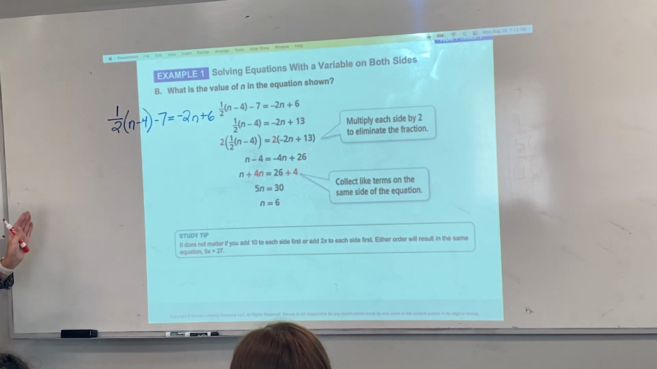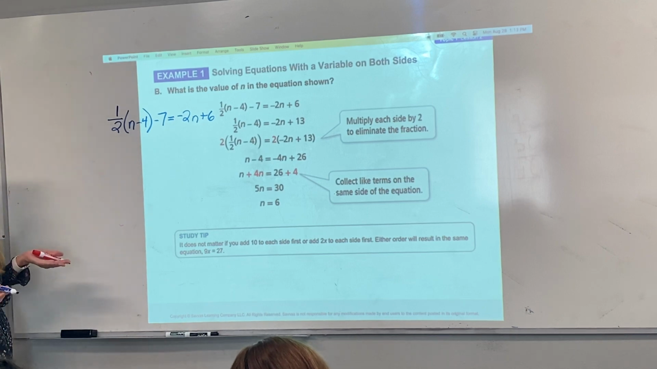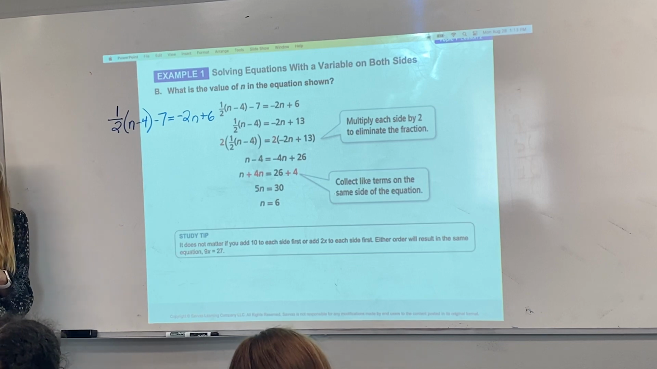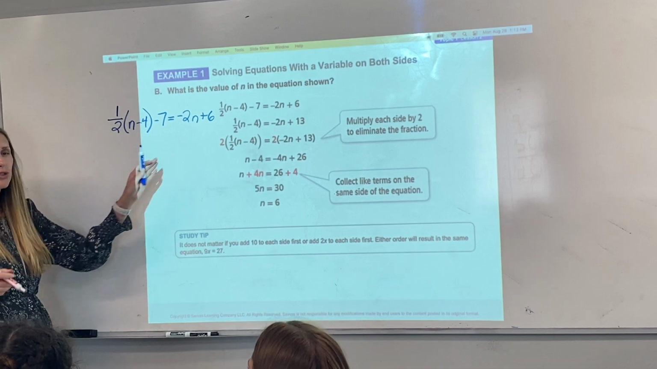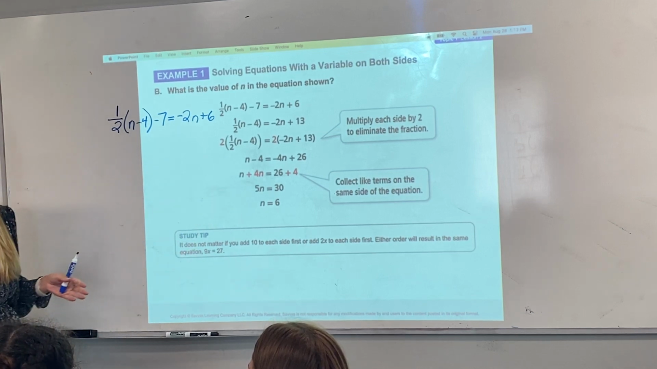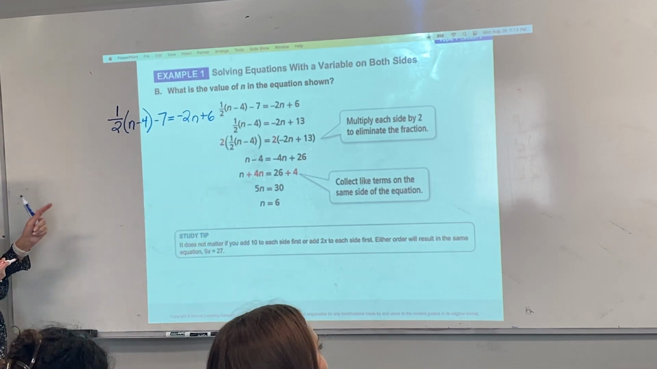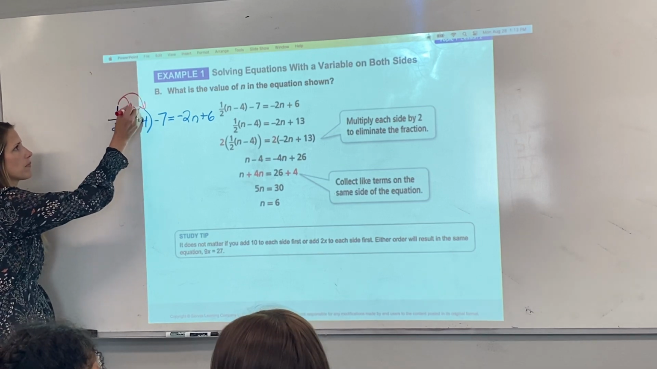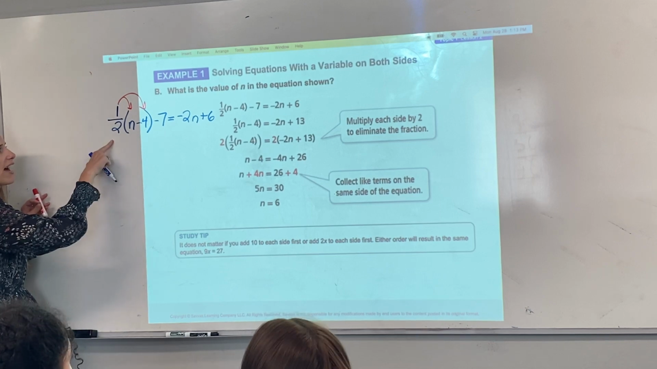Now, even though the book didn't solve it this way, I actually think using the distributive property is a simpler way to solve it. I'll show you my way, and then I'll also show you how the book did it. There might be some equations in the future where it would make sense to use that method, but I'm gonna show you this method also. So if we distribute our 1/2, what does that give us? What's 1/2 times n?